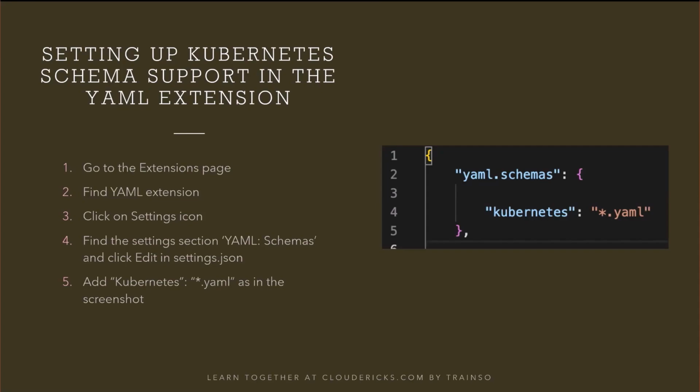You can go to the extensions page, find the YAML extension. You can click on the settings icon. And once you click on the settings icon, you can find the settings section YAML: schemas. Click on edit in settings.json. And you can add kubernetes : star.yaml as in the screenshot.